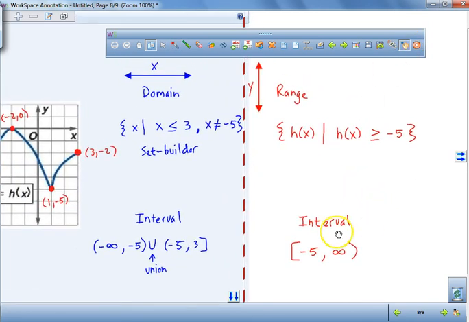Okay, so there we go. There's interval notation for both of them. Remember, this is the range. This is the domain.